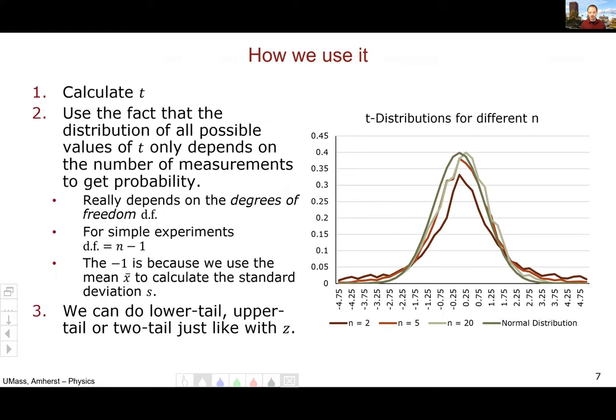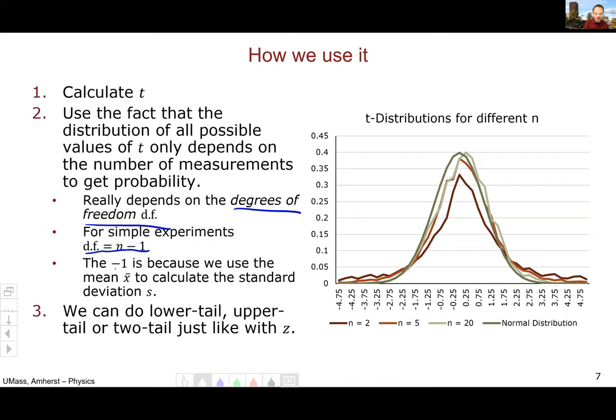So let's see how we might use this. To sketch out our procedure, the first thing we do is calculate t. Then we use the fact that the distribution of all the possible values of t depends only on the number of measurements. Actually, what it depends upon is what's called the degrees of freedom, or DF. For simple experiments, the number of degrees of freedom is n minus 1.